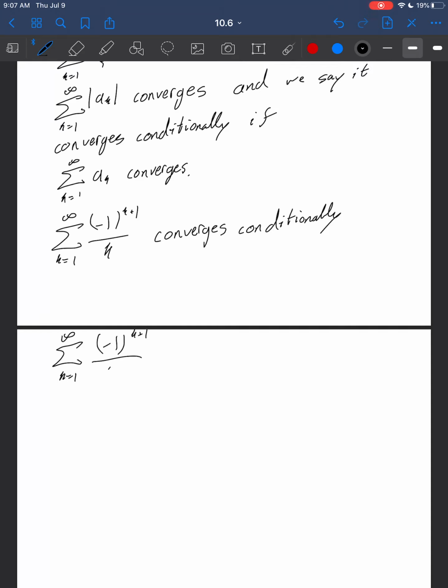However, taking this series here, k equals 1 to infinity, negative 1 to the k plus 1 over k squared. Well, now if we take absolute values of this, we have our 1 over k squared here. Using a p-value of 2, we know from our p-series test that this is going to converge, and so this converges absolutely and conditionally.